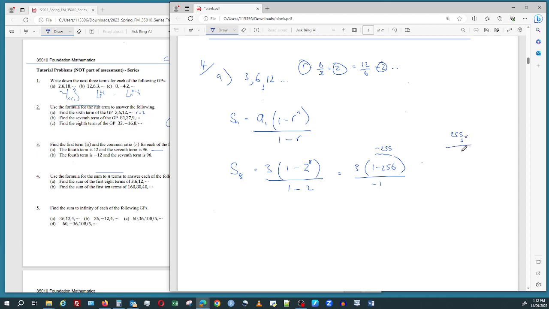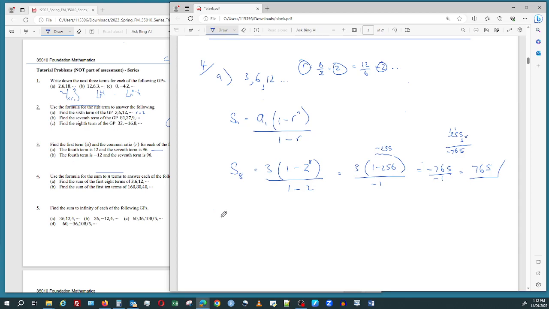3 5s are 15. 3 5s are 15, 16. 3 2s are 6, 7, but it's a negative, so we'll make it a negative. So it's negative 765 over negative 1, which is positive 765. So that's your answer for the 8th term.